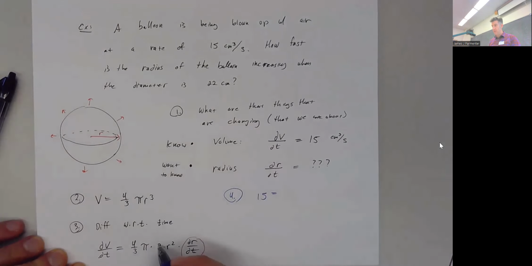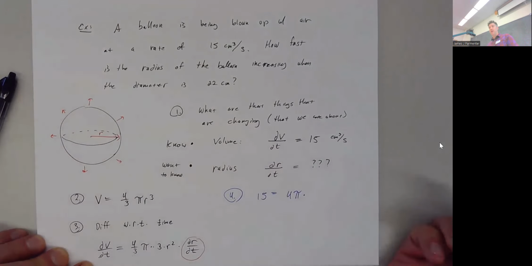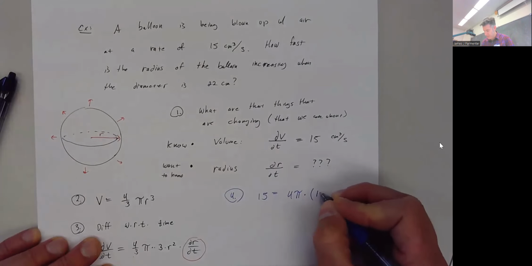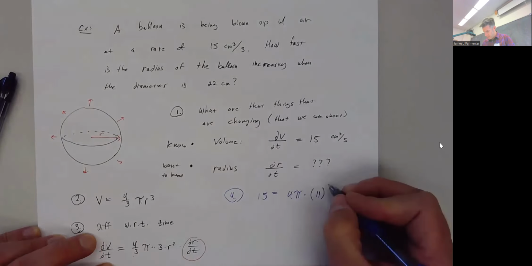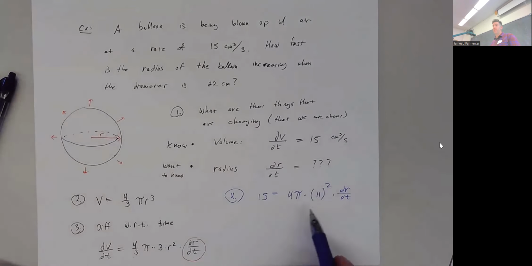I'm going to cancel those threes there and get 4 times pi times, they also gave us the radius. Don't get fooled. I shouldn't make the mistake of saying the radius is 22 because they told us the diameter was 22, which means the radius is 11 squared times dr/dt. I don't usually write units in here because I'm just going to write the units at the end, but we will go back and talk about that in a second.